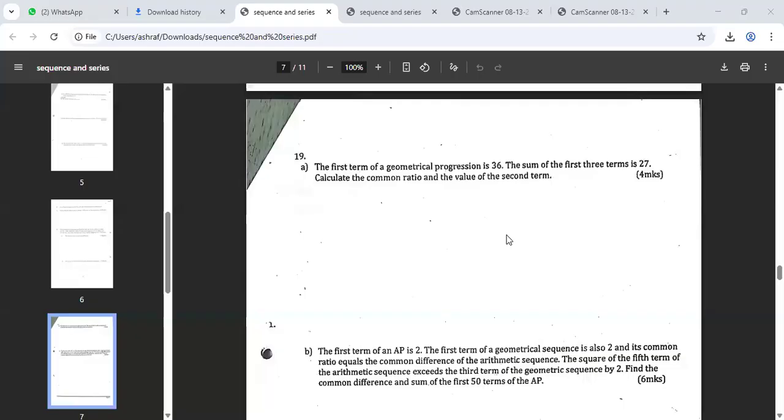What is T2? A is 36 and R is negative a half. What will you get as your T2 for a GP? No one is responding. Are you able to hear me? Okay, let me see. We have a response. Okay, Samuel has gotten negative 18. Negative 18 is correct.